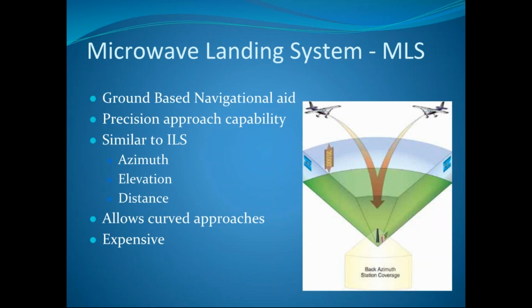All right, so these MLS, once again, are precision approach capable. Similar to the ILS, it provides azimuth, elevation, and distance, and allows curved approaches. Super expensive. You'll see these at airports that, let's say, have mountainous terrain but are busy. That's typically where you would see an MLS.